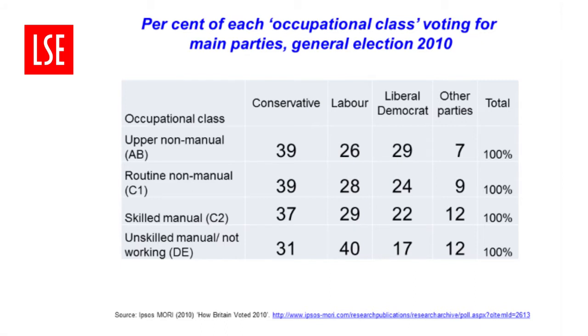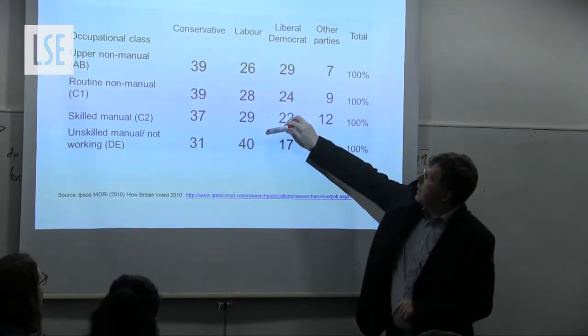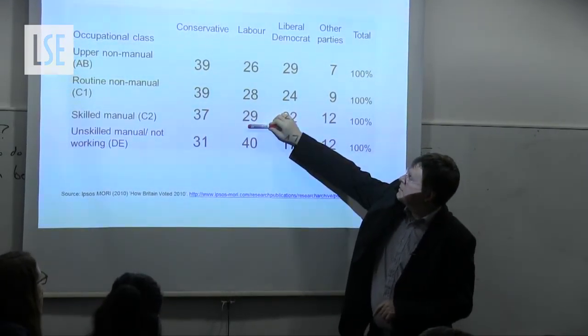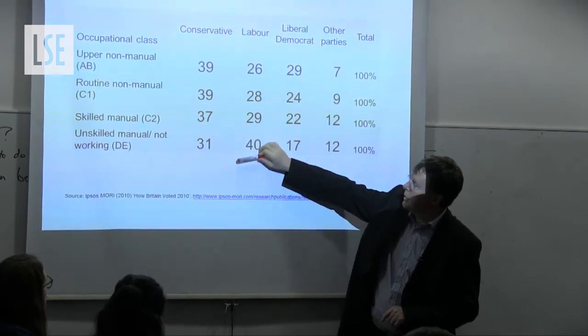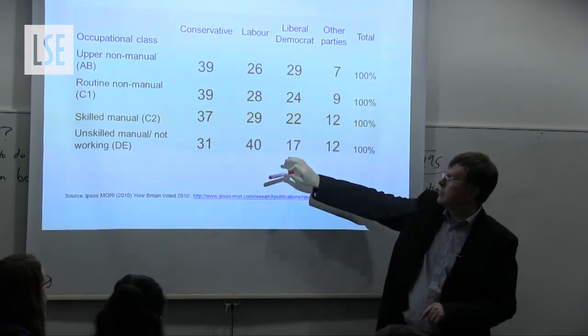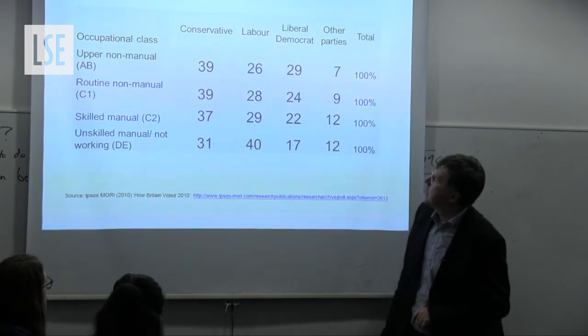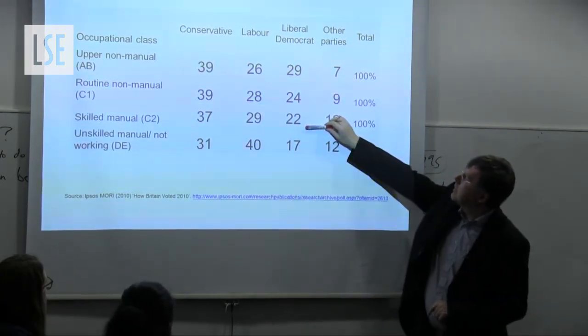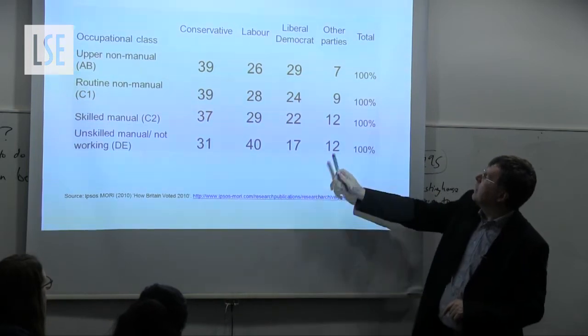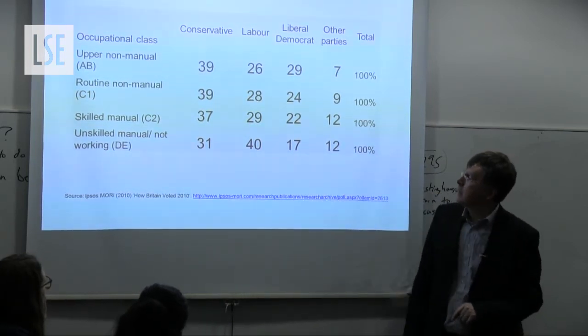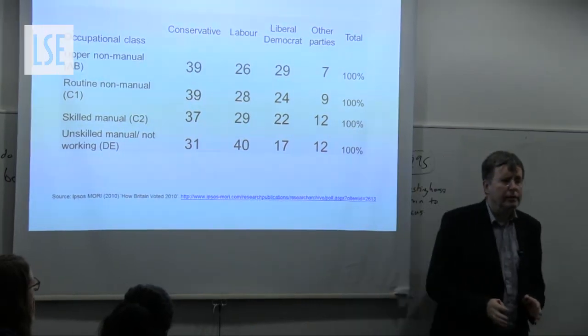Just to show you the class basis of British politics, where you can go up and down the occupational classes. We can see a little bit of variation, 39 to 31% in every group of voting Conservative. This is a rather problematic opinion poll category, unskilled, manual, and not working. It's a little bit of a residual category. You can see a bigger Labour vote there, but then pretty much flat Labour vote in the other areas, a pretty flat Liberal Democrat vote up there, but lower there, and then more support for other parties down here. So essentially, not huge differences.